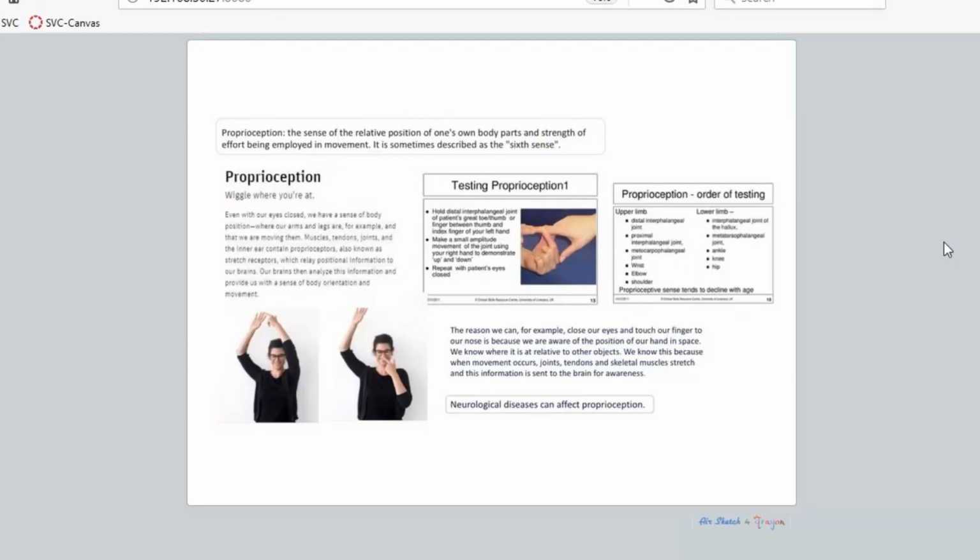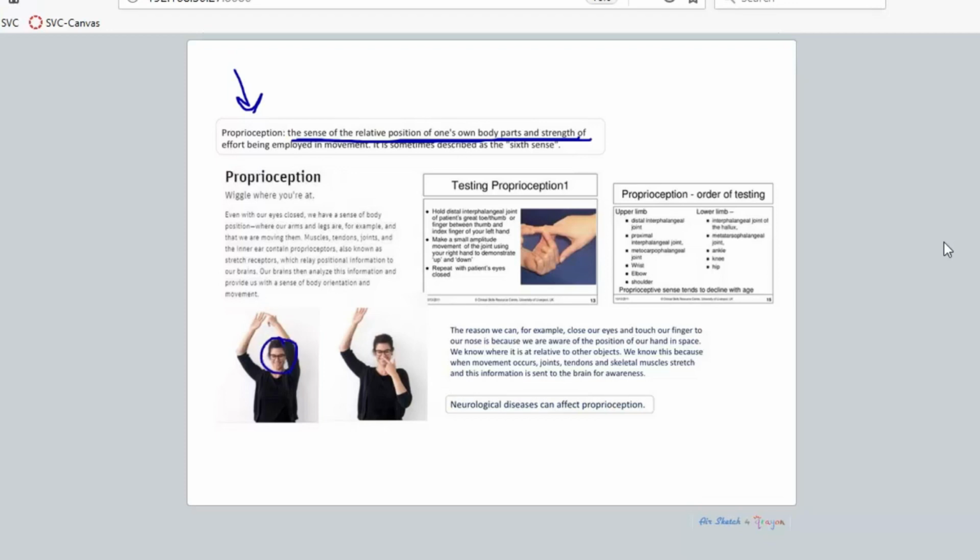So all of these proprioceptors fall under this category called proprioception, or they assist with proprioception. And what proprioception is, is the sense of position of one's own body part. It basically tells us where we are in relation to space.